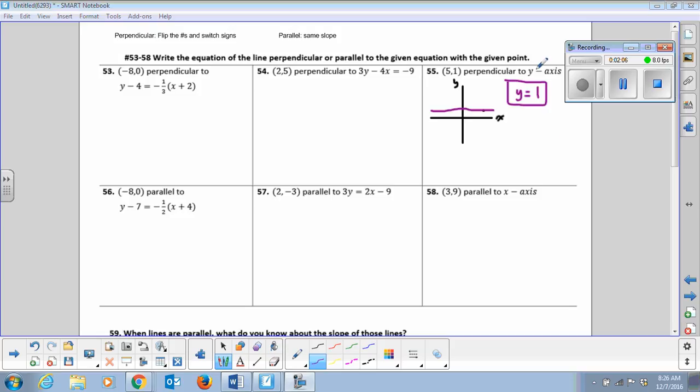So on 55 and 58, if you're ever asked about finding something parallel or perpendicular to the y or x-axis, your final equation is always going to be y equals a number or x equals a number, but I would strongly suggest you draw a mini graph or something and sketch it off to the side. That way you have a better idea what you're looking at. Okay.